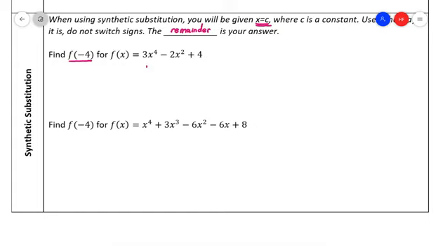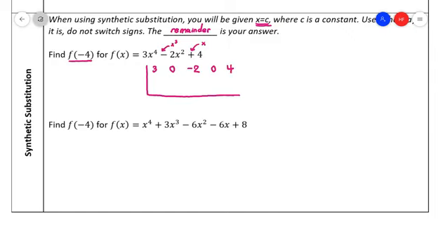So on this first one, make sure all my powers are there and that it's in the right order. The highest one is a 4, so then we should have a 3, which is missing, a 2, and then we're missing a 1. So we would have 3, negative 2, whoops, I already made a mistake. 3, 0, negative 2, 0, 4.